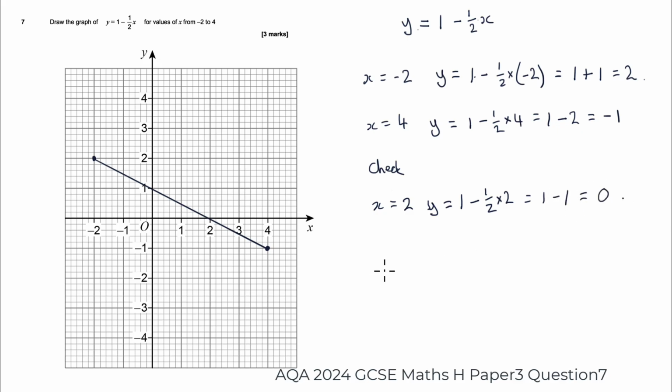So that checks out. Another one we could do is when x is 0, y is 1. If we put 0 in here, a half of 0 is just 0, we'll end up with 1 minus 0, which is 1. So this all ties in with the graph that we've drawn. So that's our graph.